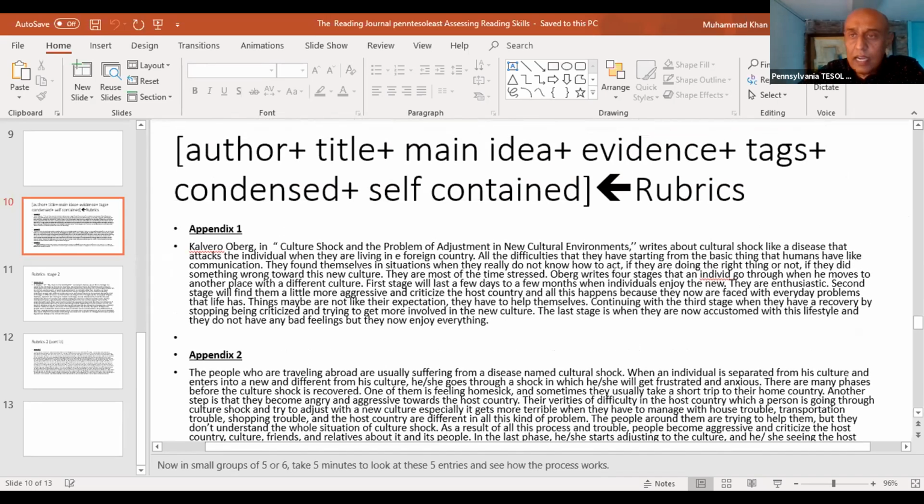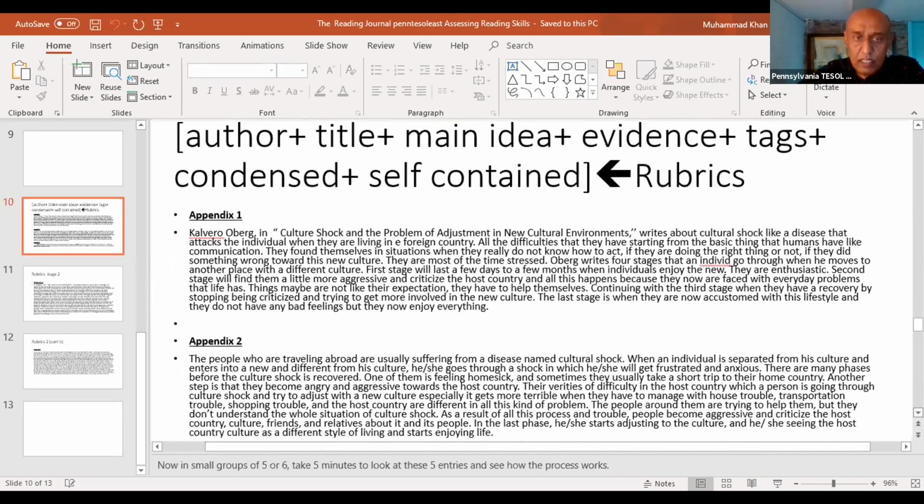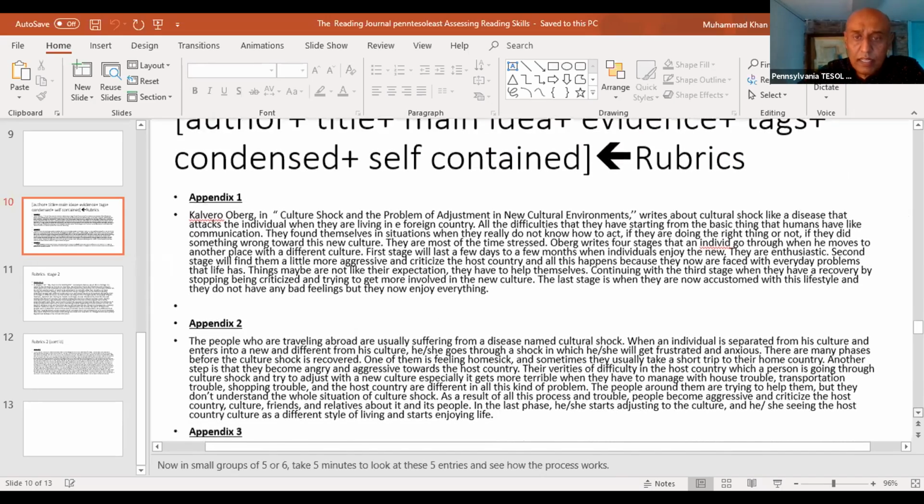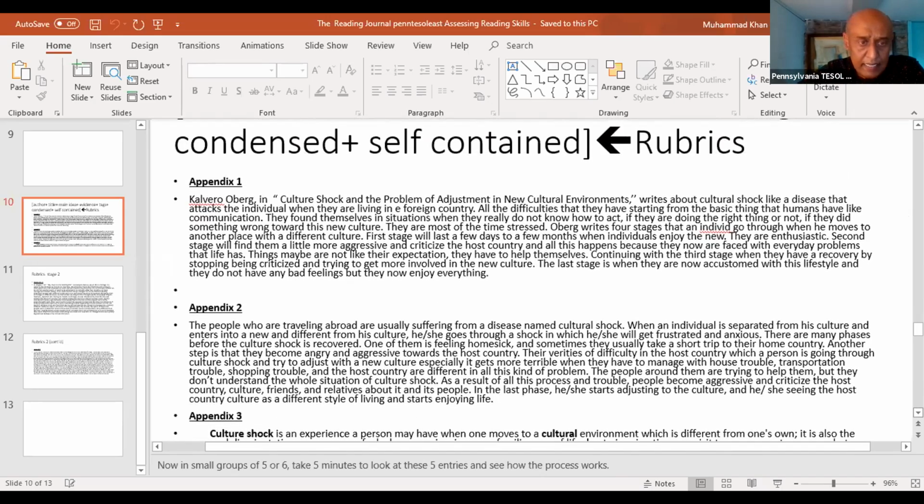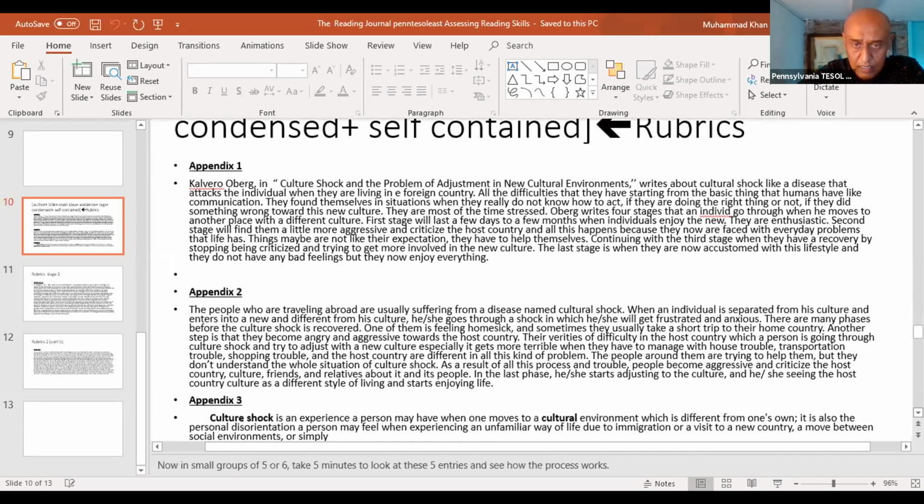The author, the title, and it's not the summary genre at all, and things are missing. Although it looks like the student has better ability to express himself or herself, it is not a very self-contained, structurally organized summary.